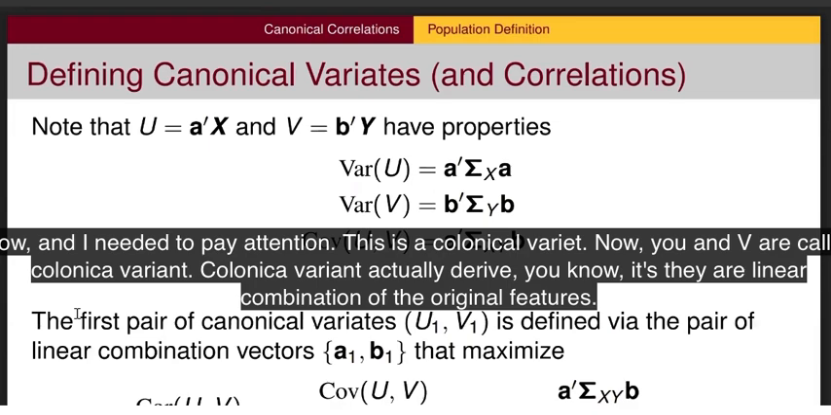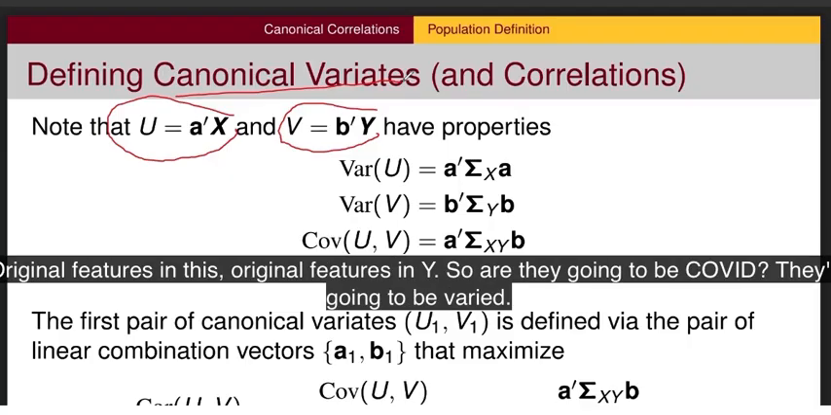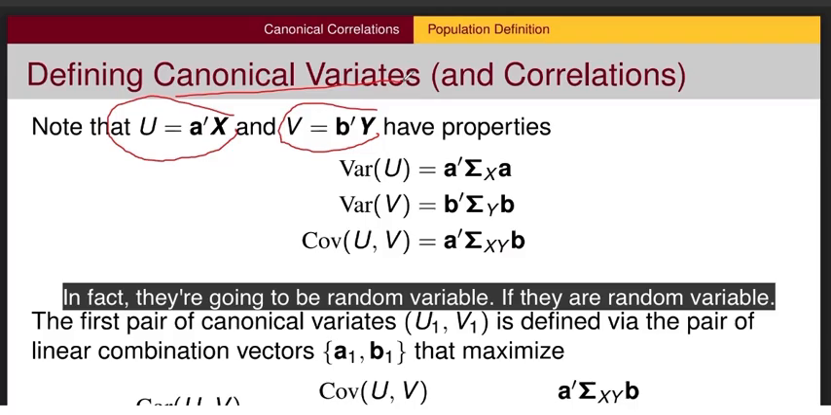This is a canonical variate. Now, U and V are called canonical variates. Canonical variates are derived; they are linear combinations of the original features in X and the original features in Y. So they're going to be variates. In fact, they're going to be random variables.